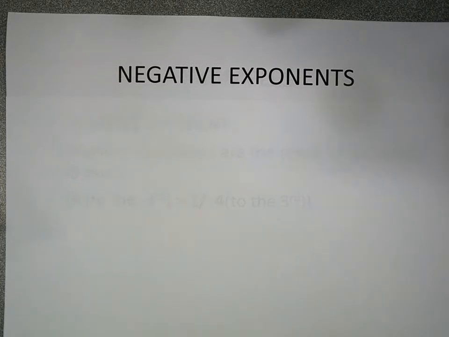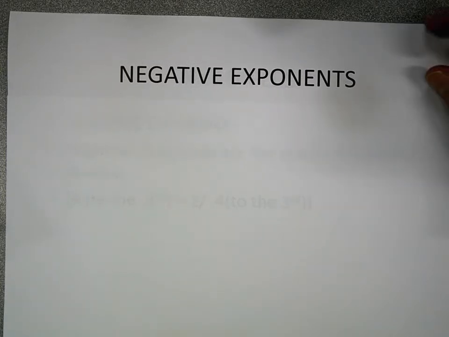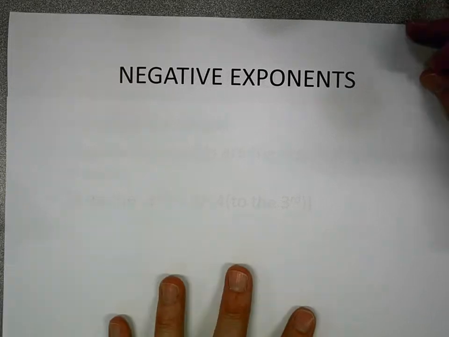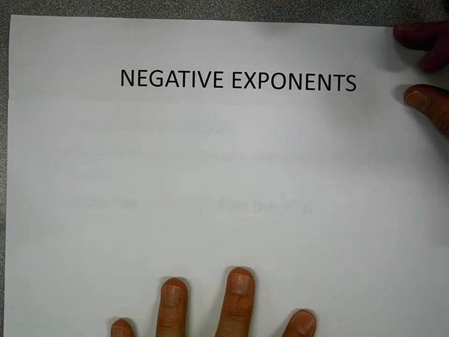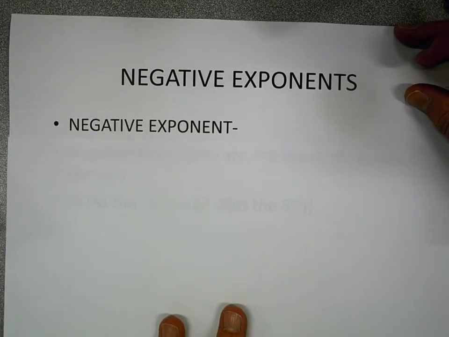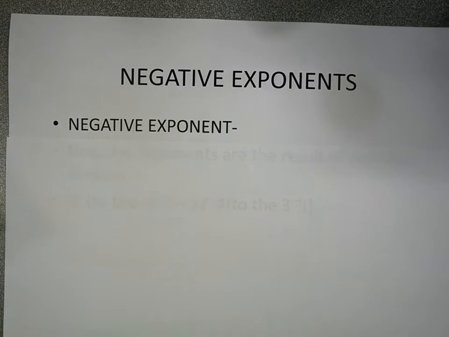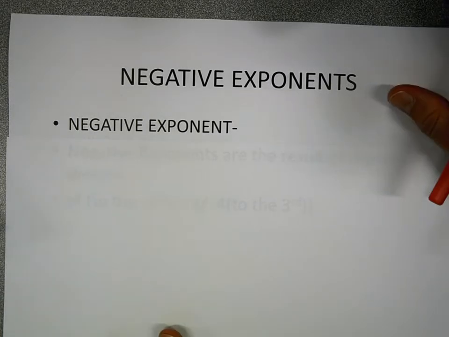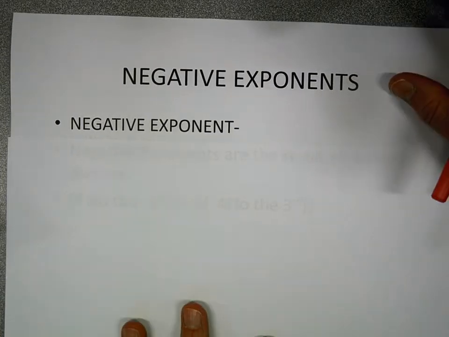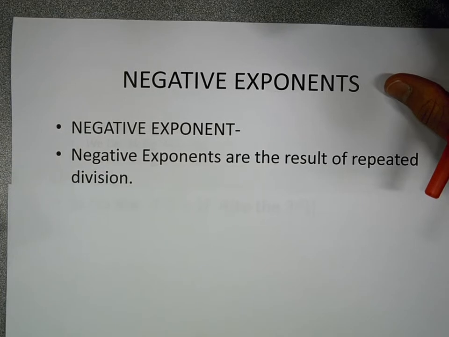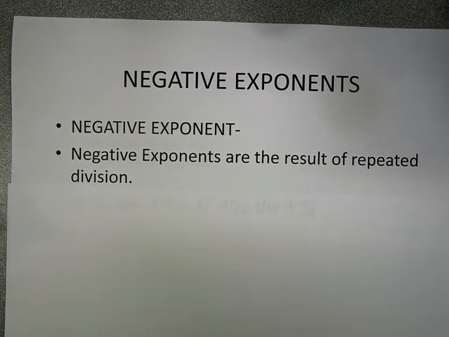Okay, so in your chapter 4 notes here, negative exponents, the one phrase, and that's exactly what it is, negative exponent. Everyone? Okay, so here's what your book says about negative exponents. It says negative exponents are the result of repeated division. So a regular exponent is repeated multiplication, but this one's repeated division.